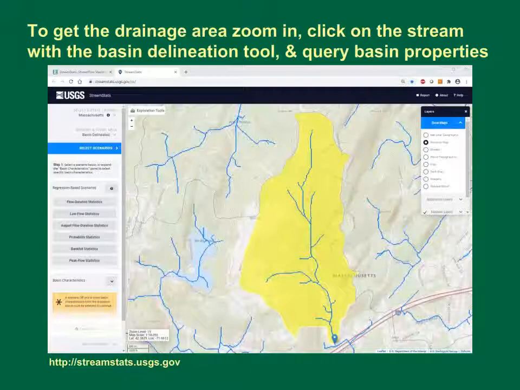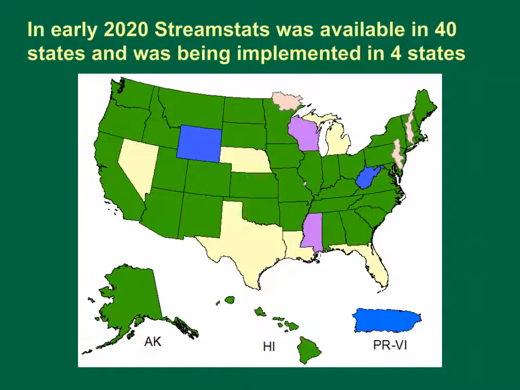This image shows the StreamStats delineation for Howard Brook in Massachusetts. The yellow area with the black boundary is the drainage area above I-290. StreamStats estimates can be obtained in most states. This is a map showing the status of StreamStats. The pink areas are multi-state basins. The green states are fully implemented in StreamStats with basin properties and regression equations.